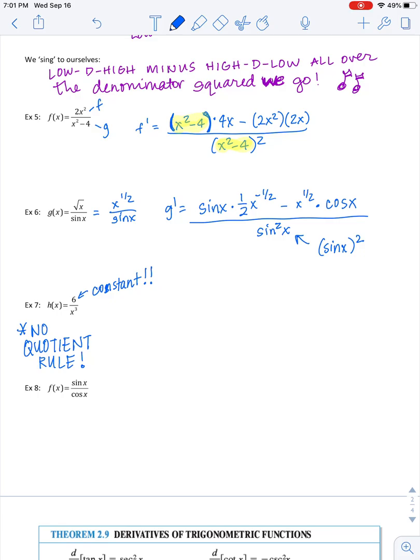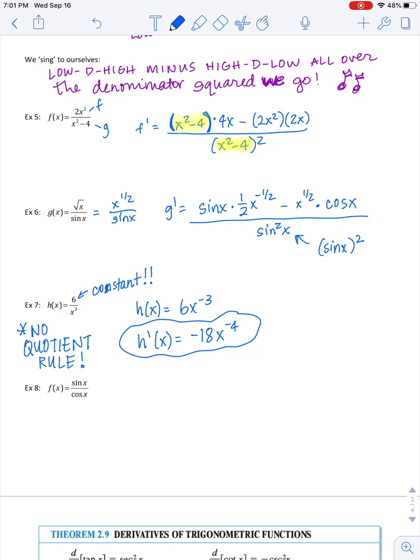You should be relying on the power rule for number 7. So you should rewrite this in your mind as 6x to the -3, and then take the derivative using a power rule. So that would be -18x to the -4, and that's how we would come up with our derivative for this one. We would avoid the quotient rule whenever we have a constant in the top or a constant in the bottom.